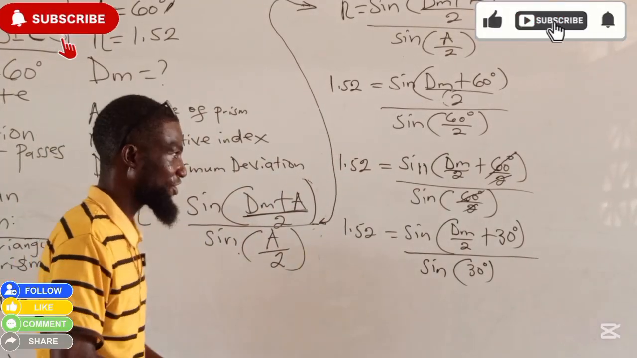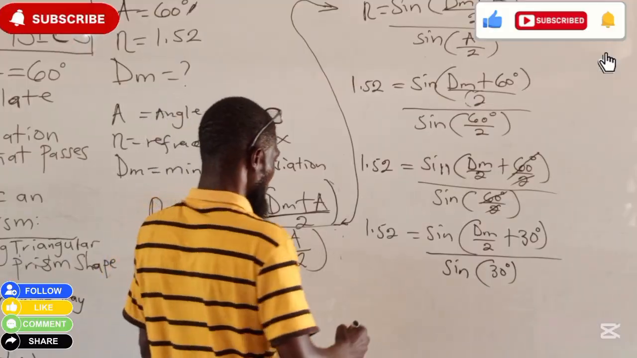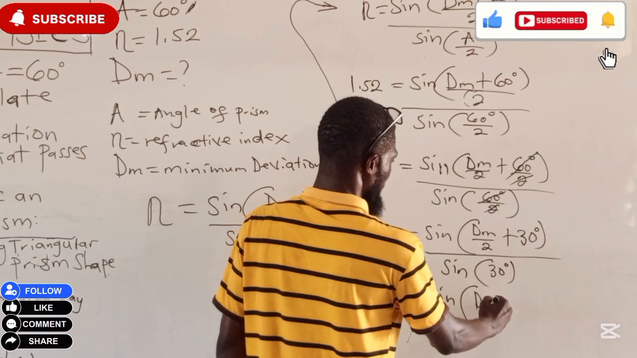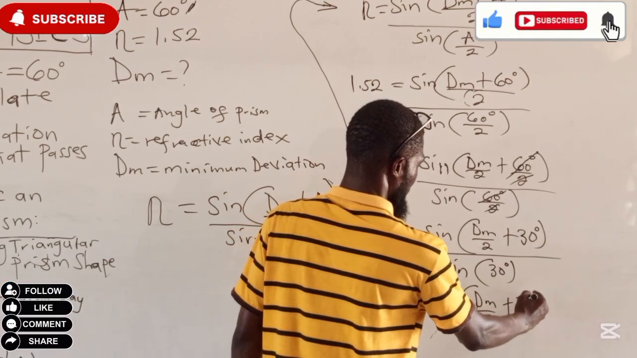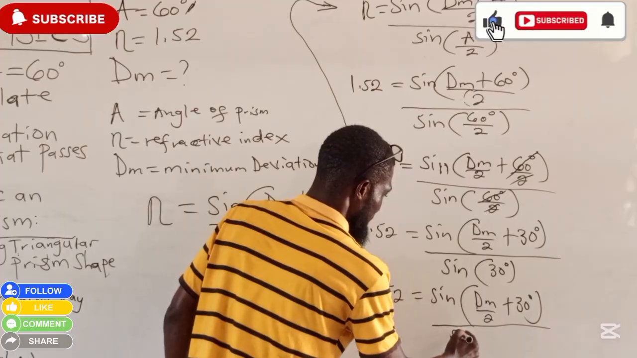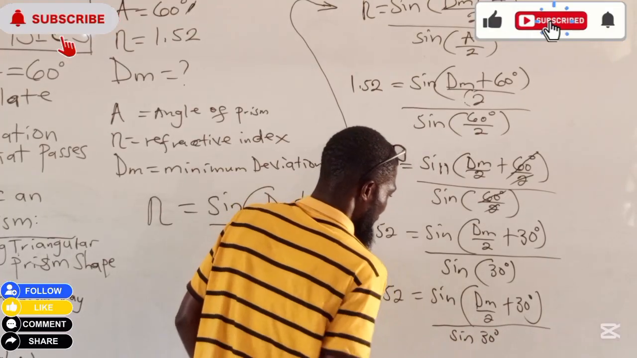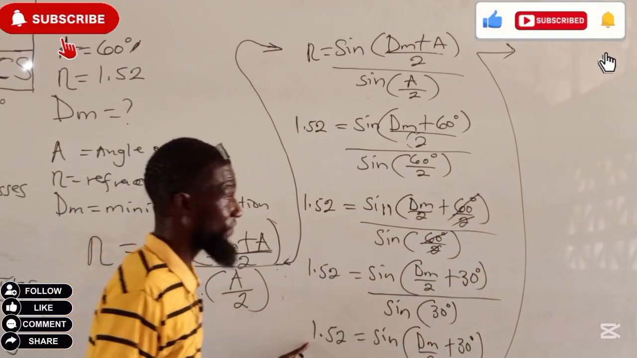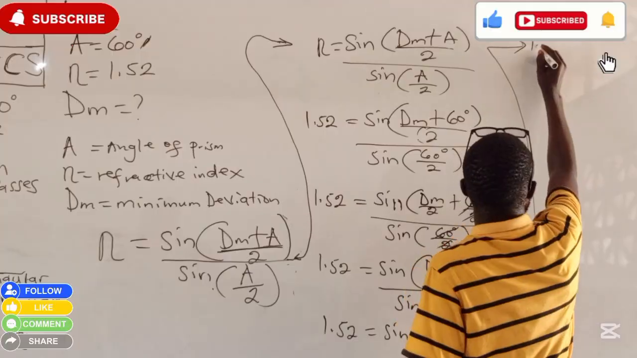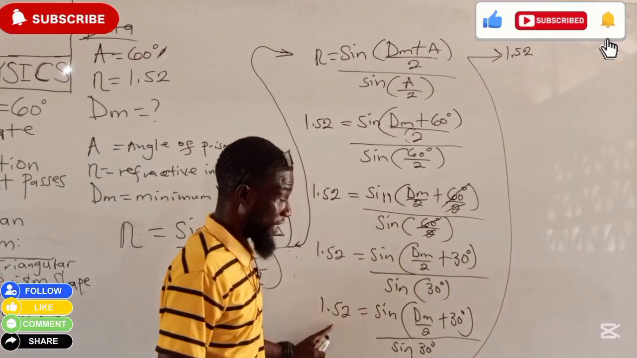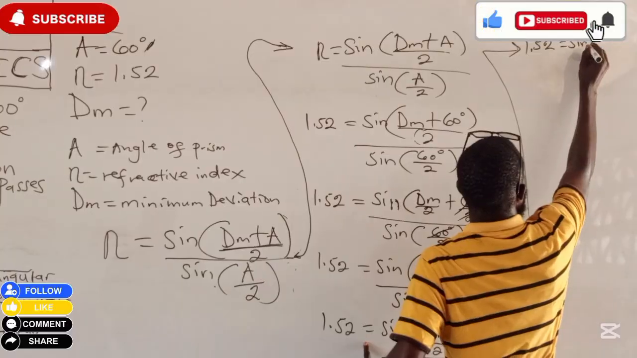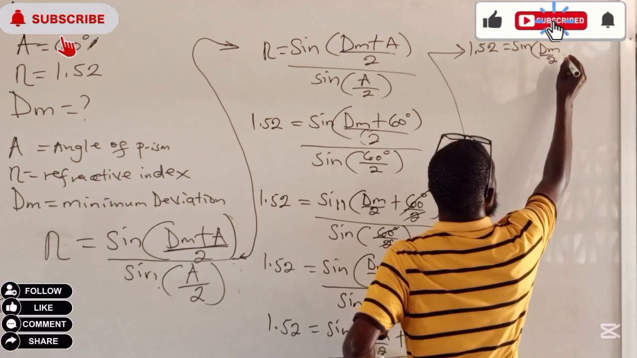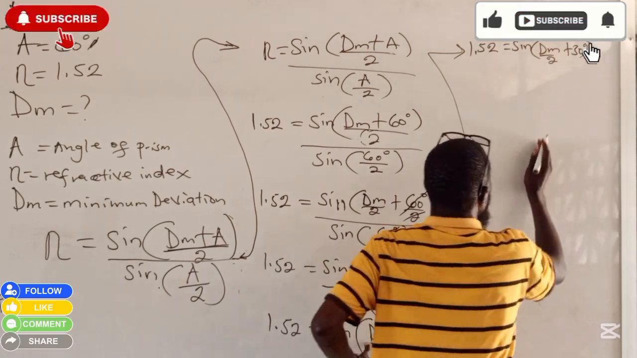So ladies and gentlemen, based on this information given, we have 1.52 will just be equal to sin, parenthesis open, the minimum deviation over 2 plus 30 degrees, parenthesis closes, over sin 30 degrees. Remember, ladies and gentlemen, looking at our problem to solve, the refractive index, or the index of refraction, is 1.52. So 1.52 will be equal to sin, parenthesis open, the minimum deviation over 2 plus 30 degrees, parenthesis closes.